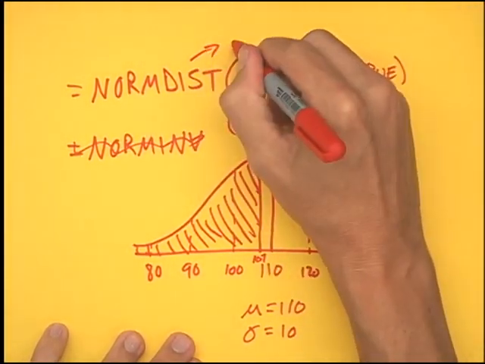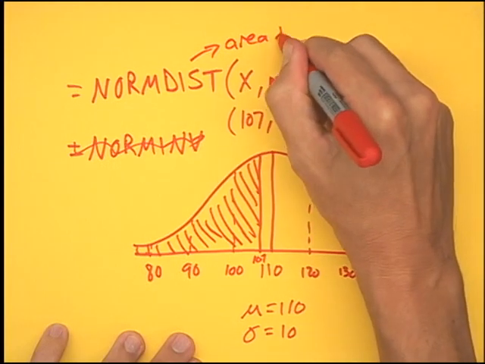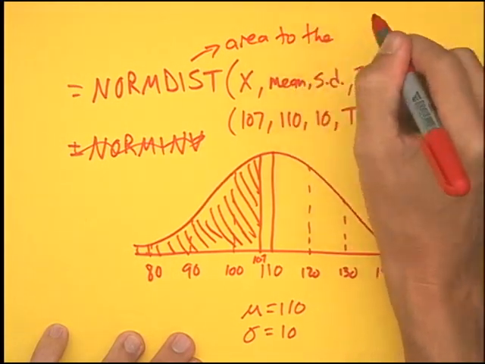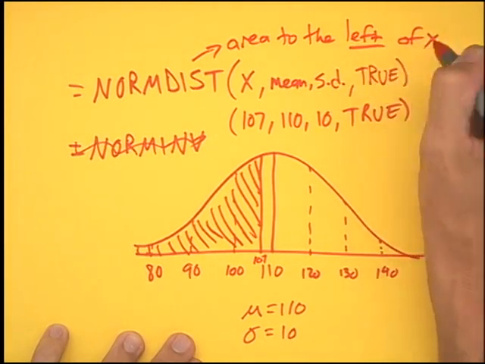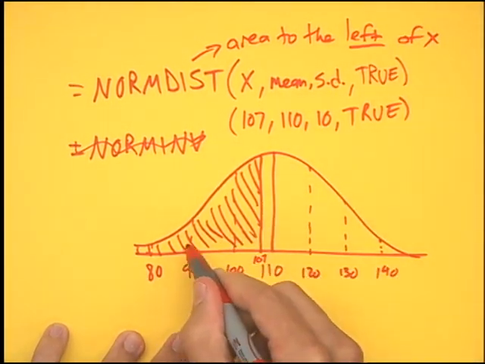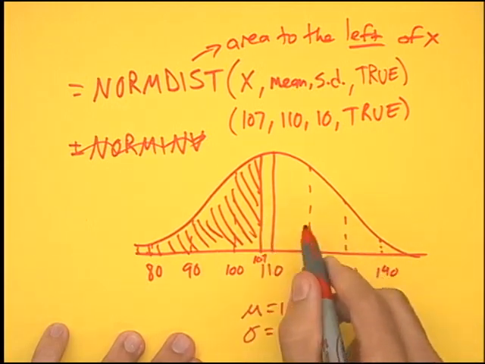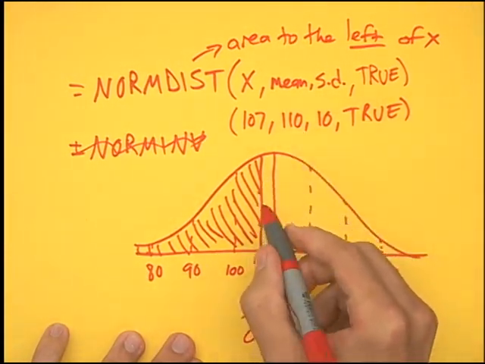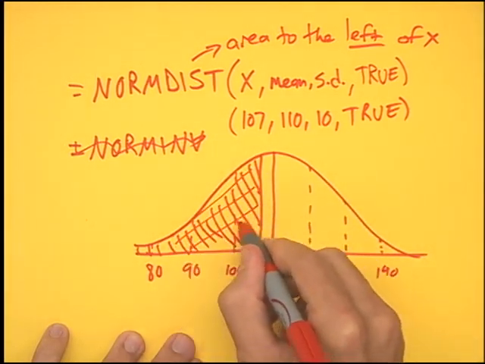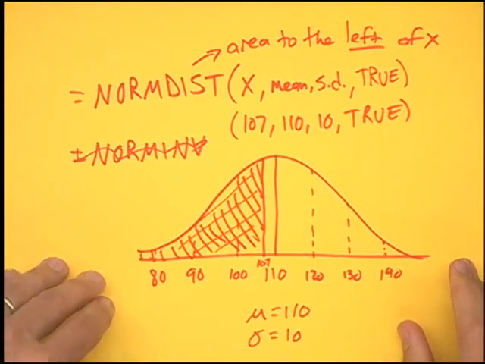Importantly, the NORM.DIST function always gives you the area to the left of x. So it's going to give me this area. It's not going to give me the area under the curve to the right of x. I told it my x was 107. I described my normal distribution. It gave me this area to the left of x.